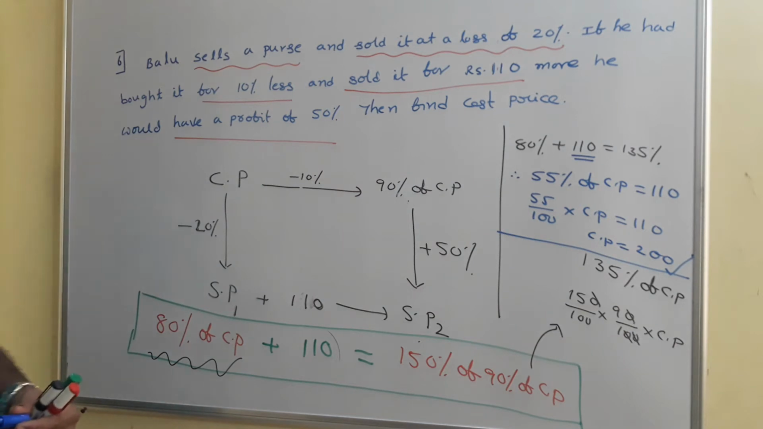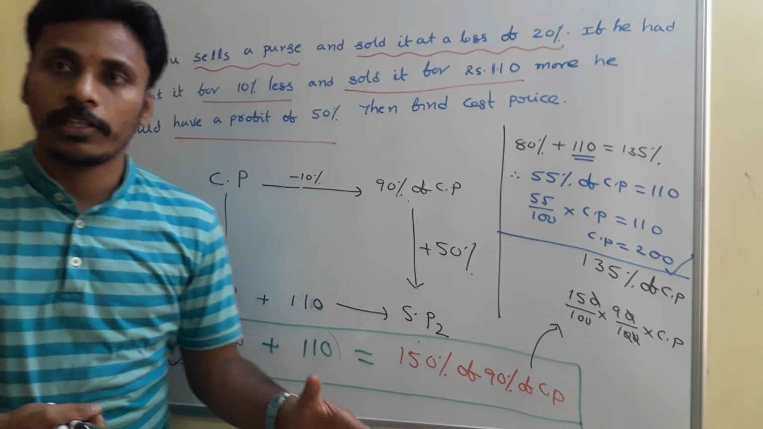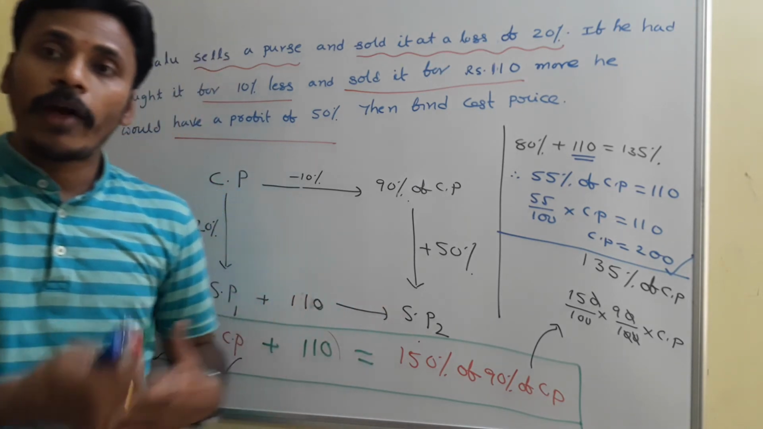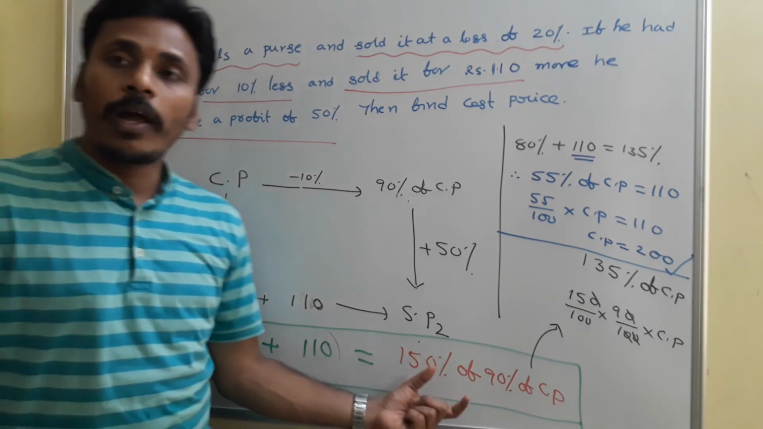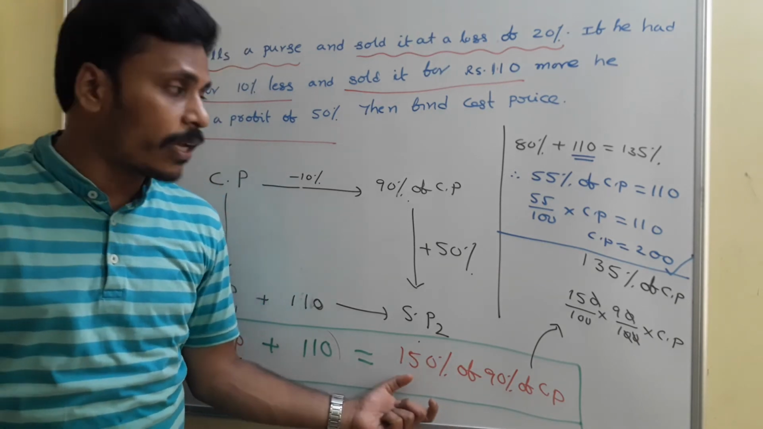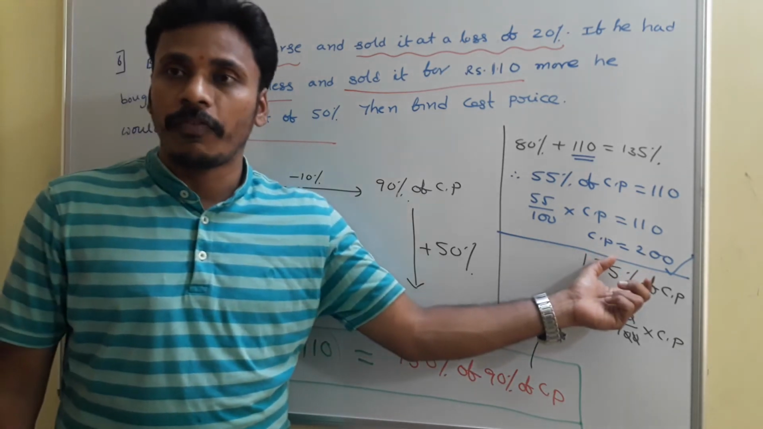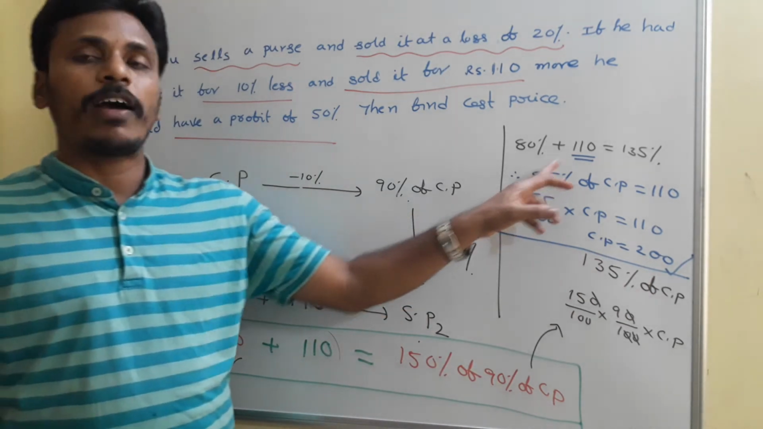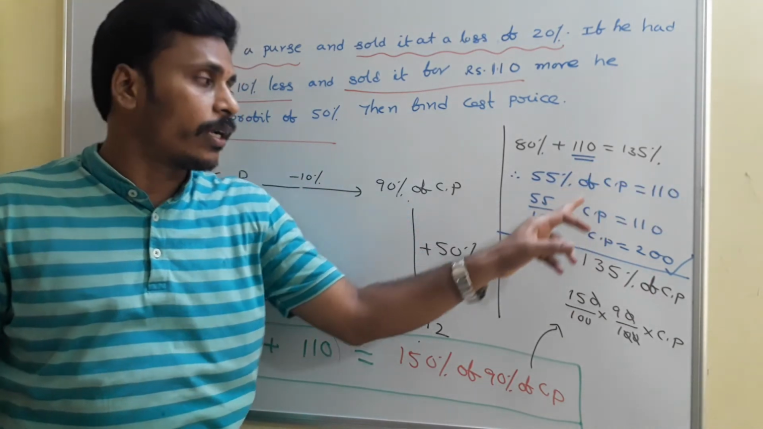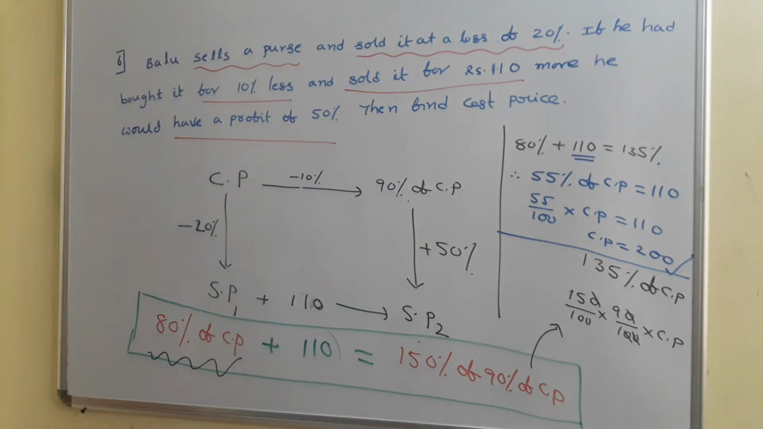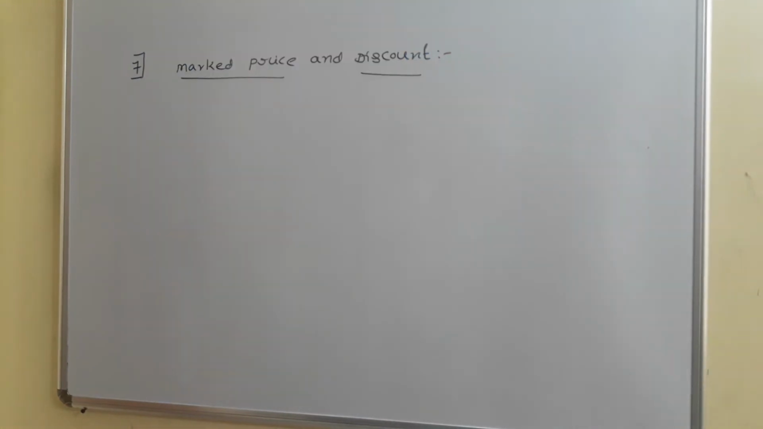Just have a look. First of all we need to analyze the situation, and the second part is simplification. To simplify without entering into the fractions, I simplified in terms of percentages only. This 150% of 90% of cost price is 135% of cost price. So 80% and this is 135%. The difference value is 55%. 55% of the cost price is 110, and then cost price is 200. If you have any doubts, just raise your hands.